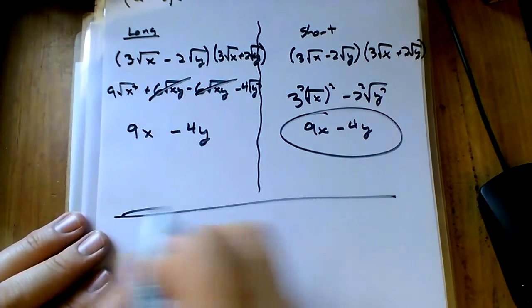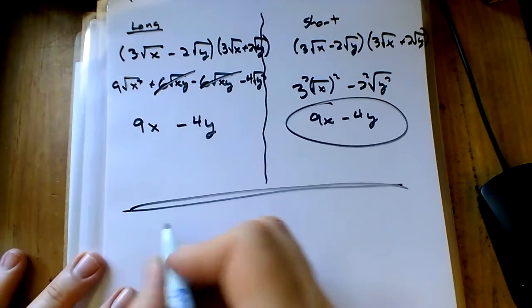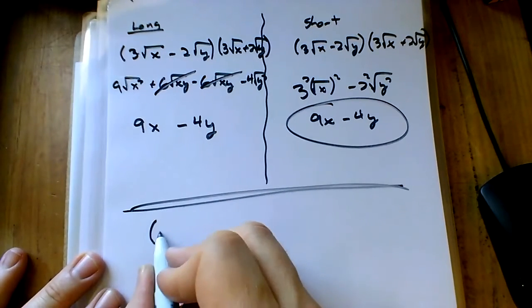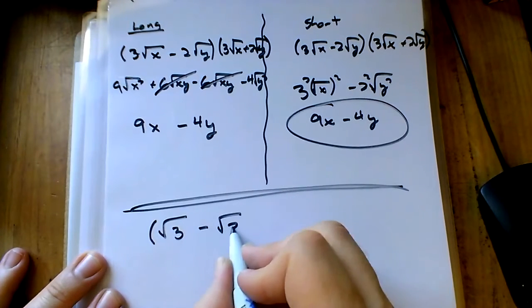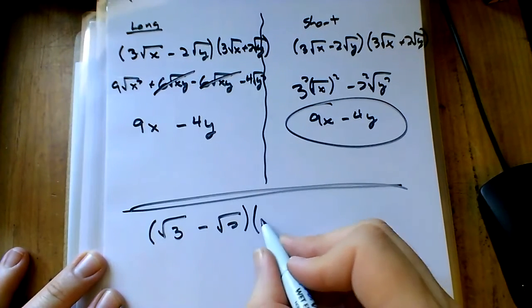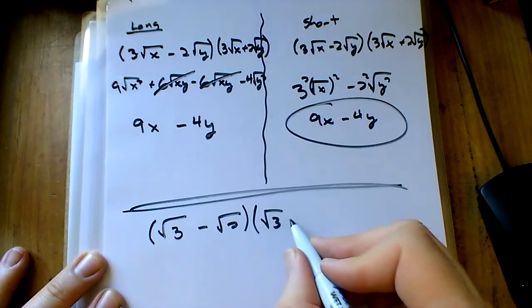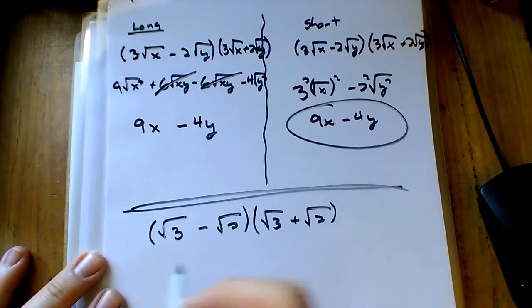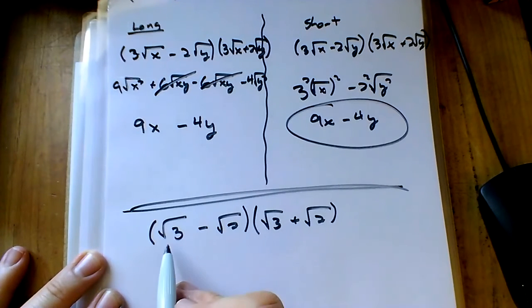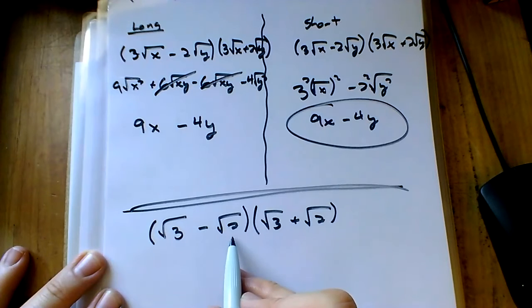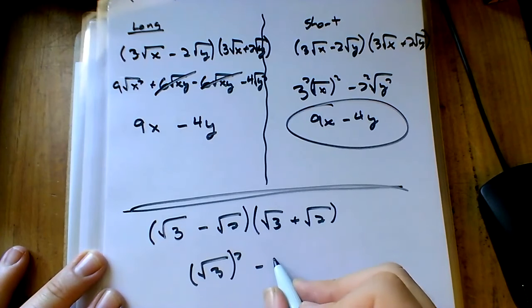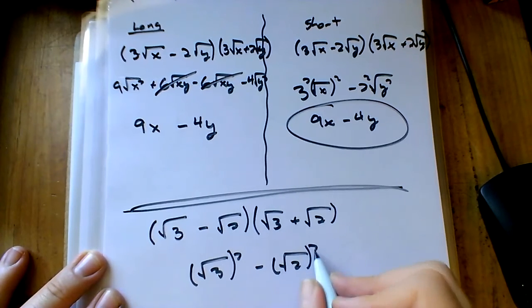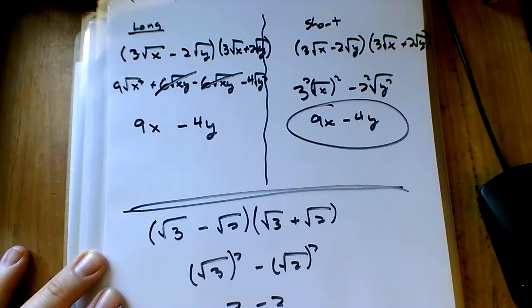And when you get fast at this, you start to realize how cool it is to be able to just do something like this. Oh, it's square root of 3 minus the square root of 2 and plus. That's going to end up being square root of 3 minus that square root of 2. 3 minus 2. This whole thing comes out to be 1.